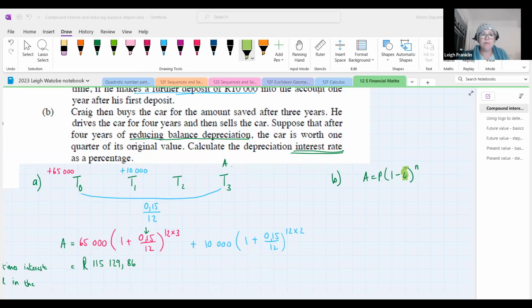So let's go back and read the information. He buys the car for the amount that he saved after 3 years. Right? So that means that he must have purchased the car for this 115,129 Rand and 86 cents. He drives it for 4 years and then sells it. Right? It's worth 1/4 of its original value. So what does the 115,129.86 represent in the second equation? Is it the A or the P?